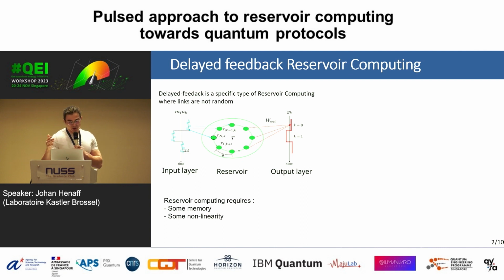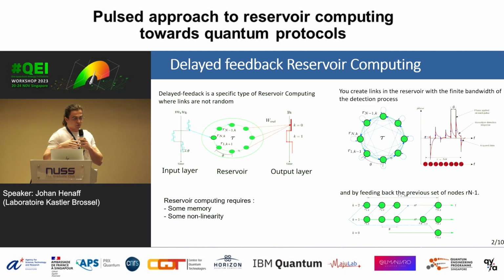For this kind of setup to work, you need two main ingredients. The first one is some non-linearity somewhere, and the second one is some memory. For the non-linearity part, I will come to it later when showing you the experimental setup. And for the memory, as I said, it's a time-demultiplexed reservoir. The nodes are time-demultiplexed, and so you have some short-term internal memory built within the structure of the system. To have your memory, you just need to create links between the nodes.